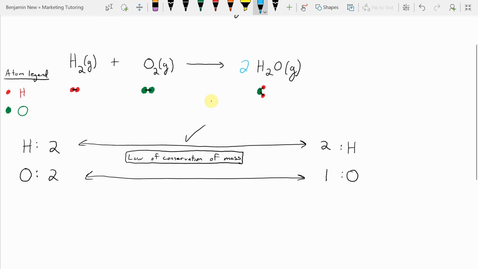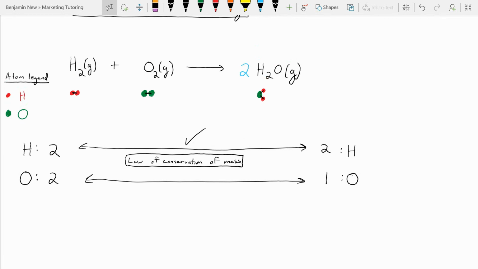We need to put a 2 in front of water, which means we're effectively doubling the number of molecules of that. So we can do a copy paste real quick here. We're adding another molecule, and when we do that, the number of hydrogen atoms on the right becomes 4, because we have 4 red dots on the right, and we have 2 total green dots. So the oxygens are balanced, but the problem now is the hydrogens.